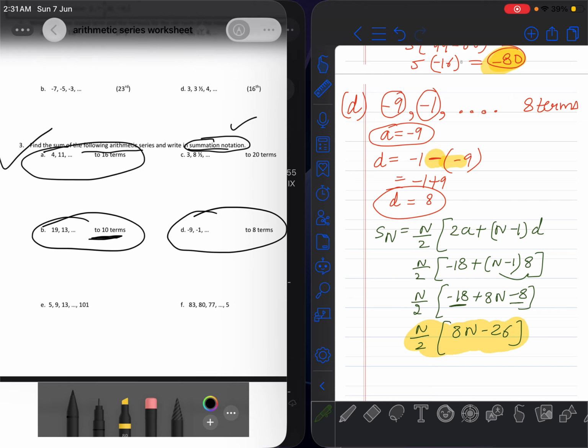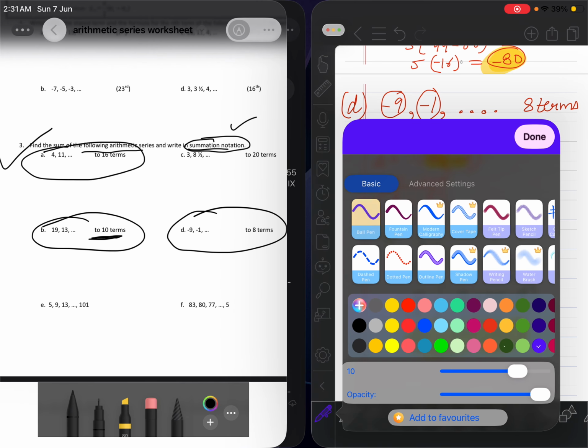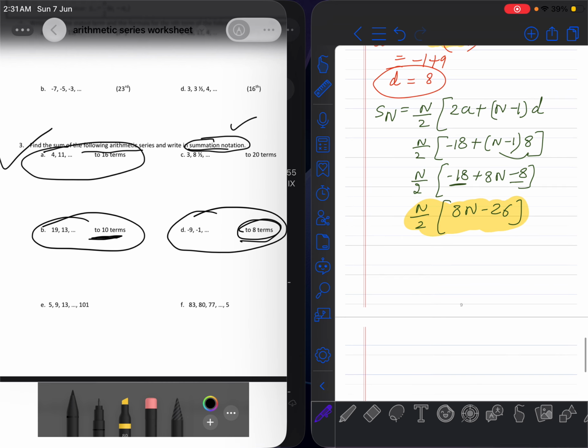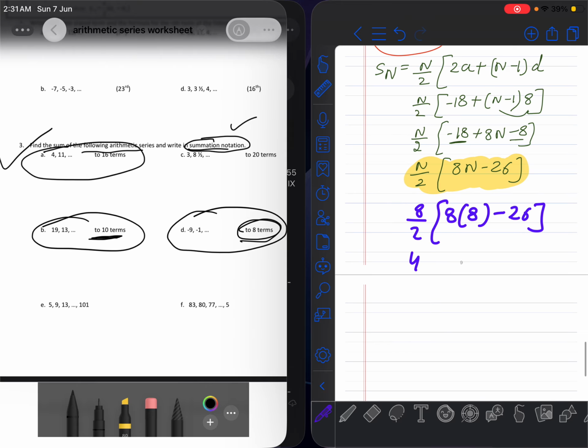Okay, and if I have to calculate the sum for how many terms in the D part? 8 terms. So I'll just write 8 by 2, 8 into 8 minus 26. So 8 divided by 2 is 4, and 8 into 8 is 64, minus 26. So we just need to do 64 minus 26, which is 38. 38 multiplied by 4, which is 152.